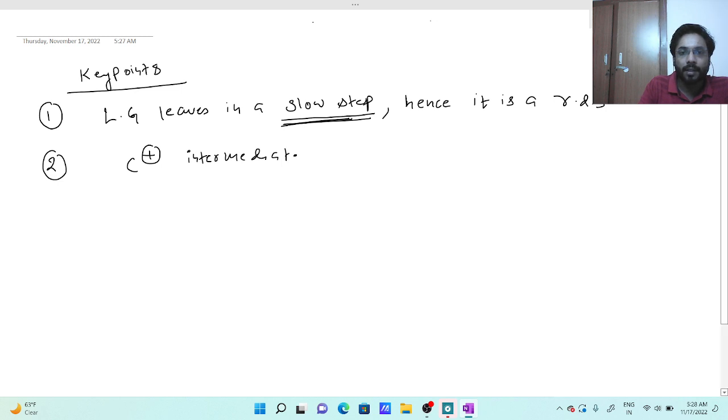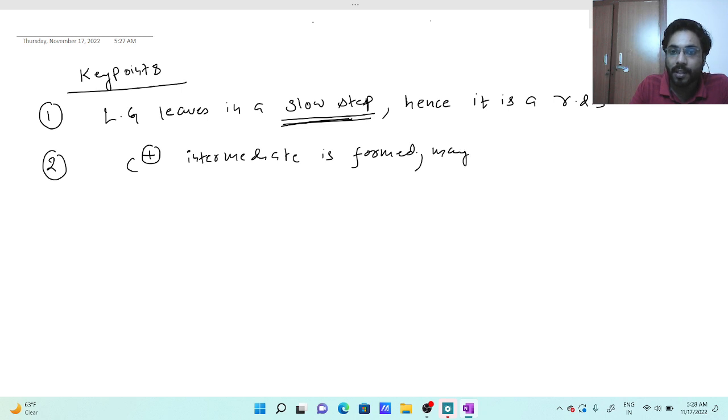Carbocationic intermediate is formed, which may rearrange. Okay, we have discussed it earlier.